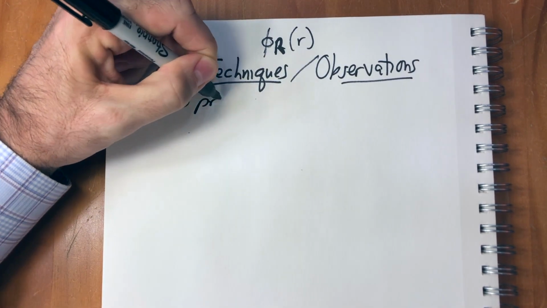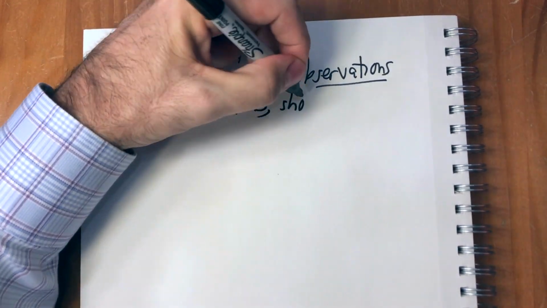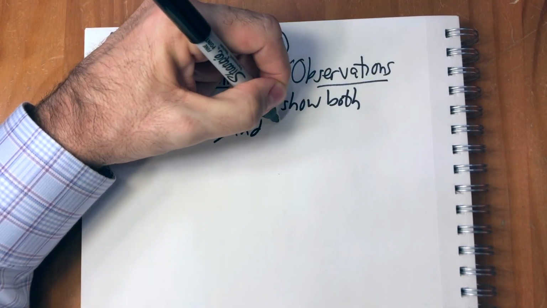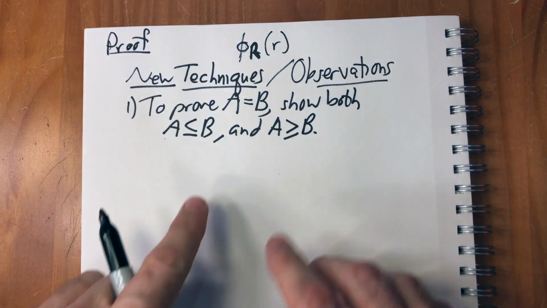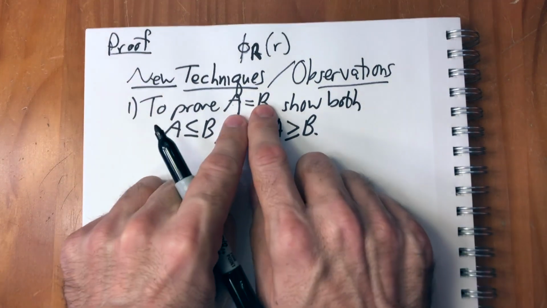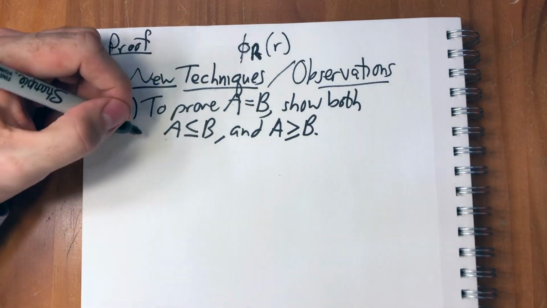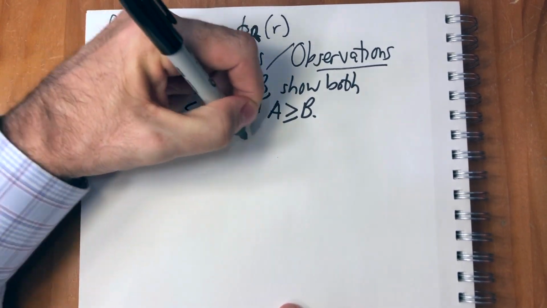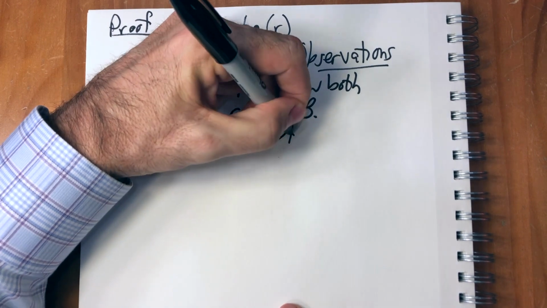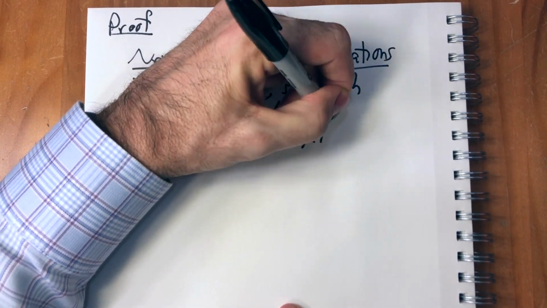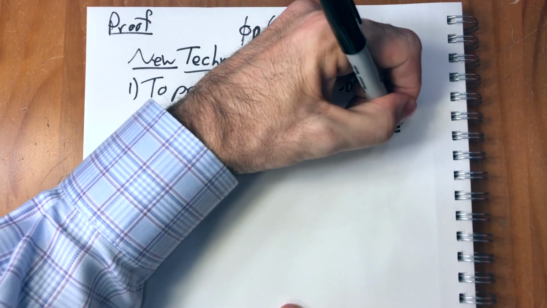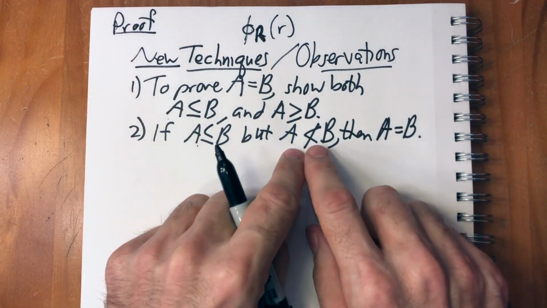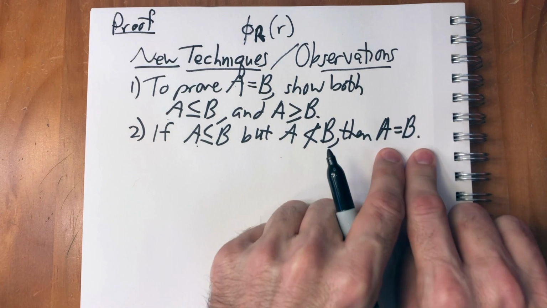1, to prove that A equals B, show both A is less than or equal to B and A is greater than or equal to B. So if you can show both of these things, then it can only be that A equals B. 2, if A is less than or equal to B, but A is not less than B, then A equals B. So if we start with this and we can show that A is in fact not less than B, then it must be that it's equal.